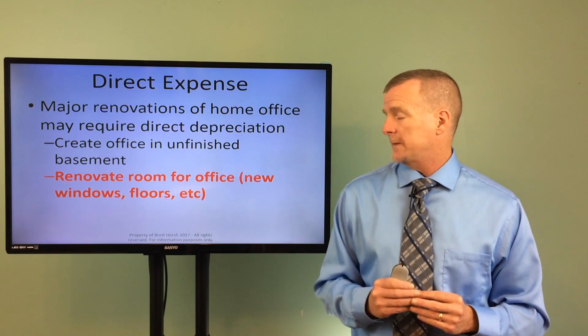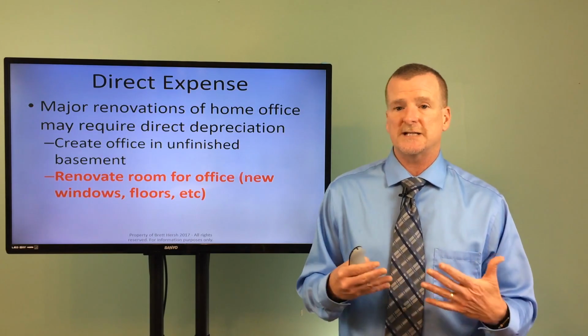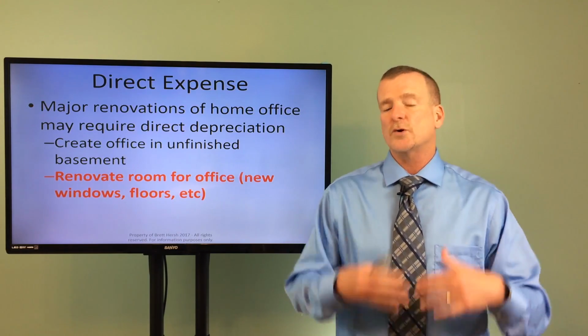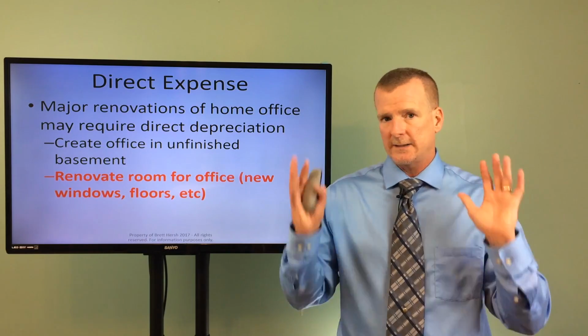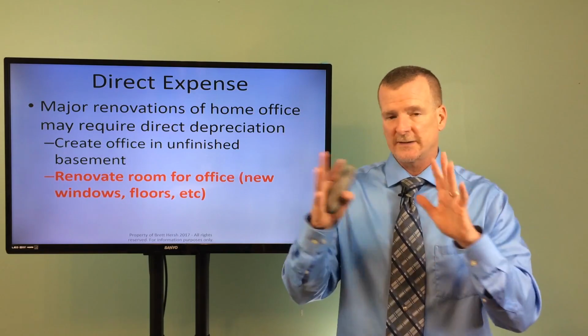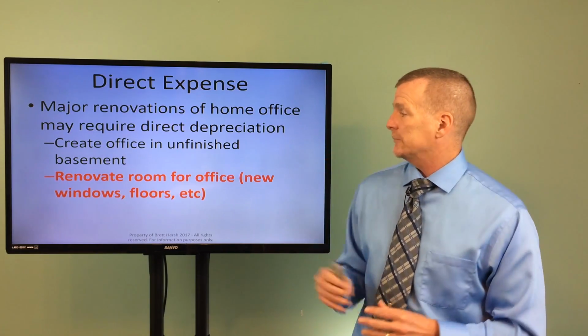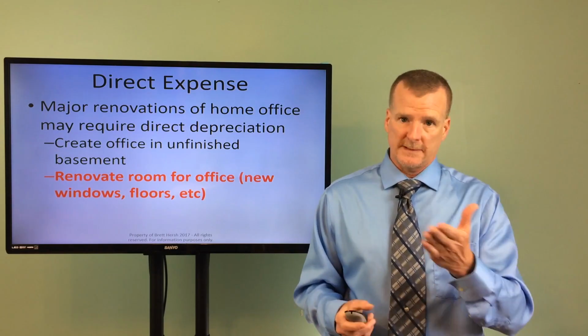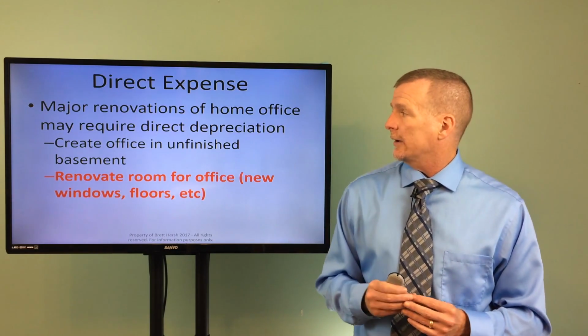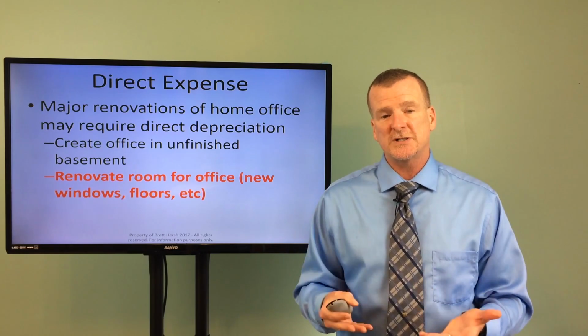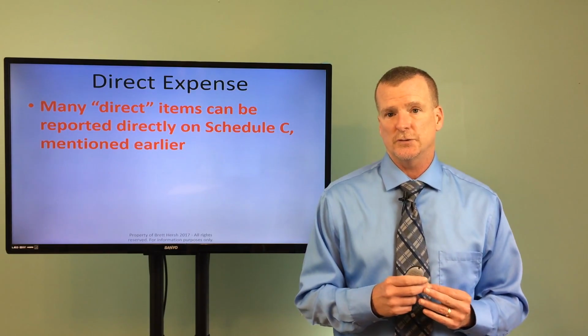Let's say you do have a room, maybe it's not an unfinished basement, but another example would be new windows, new floors. You completely redo a room. You gut it out and completely redo it, floors, ceilings, everything. That would be a renovation. That would also be an example of an area that would be a direct expense, but you're going to have to depreciate. You probably couldn't write the whole thing off as you do it.